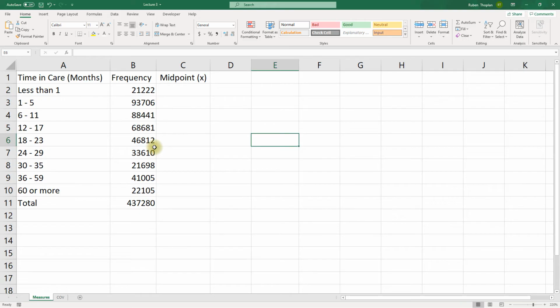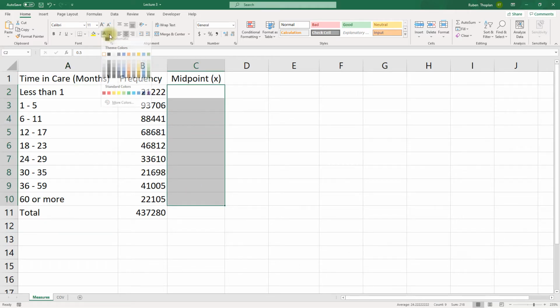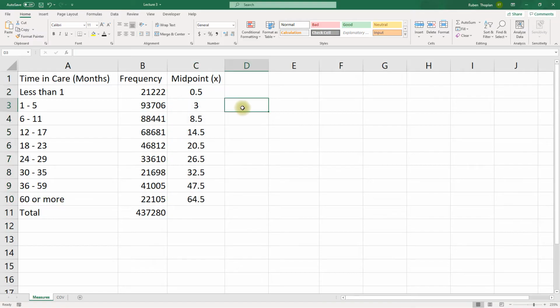We've got our data here, the time. We've got the less than, so we need to compute the midpoint. For example, the midpoint would be obtained by taking 0 plus 1 divided by 2. Well, we'll take it as 1 because normally it's not supposed to be 1, it is 0.999, but we'll take it as 1. 0 plus 1 divided by 2 is going to be 0.5. And 1 plus 5 divided by 2 is going to be 3. And it goes on like that. So that's what I'm going to do right now to calculate the midpoint. And this is what I get.